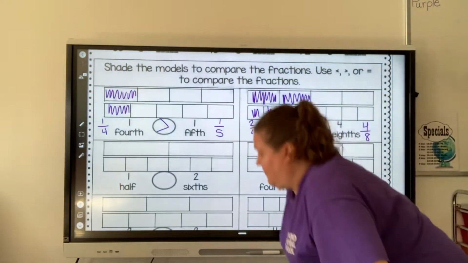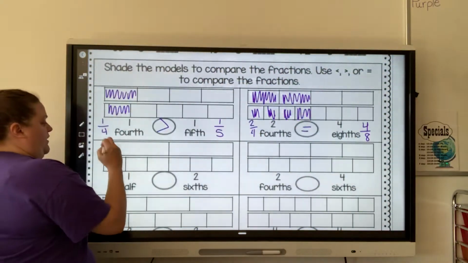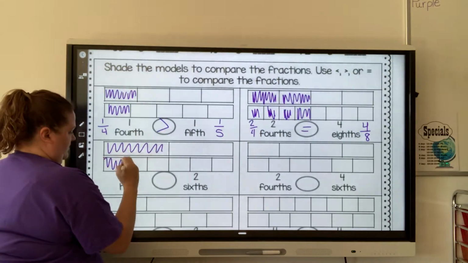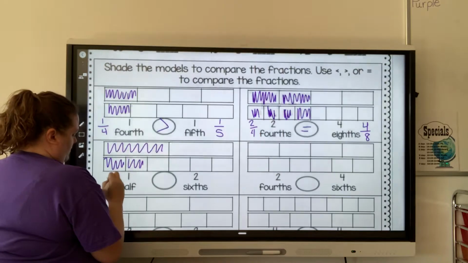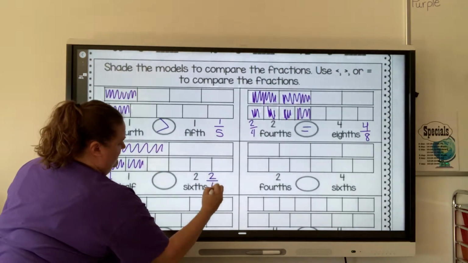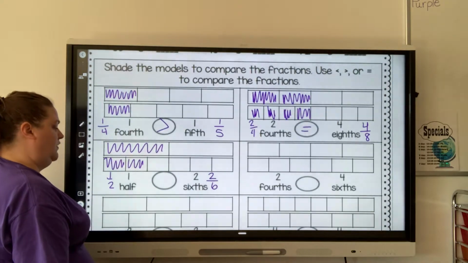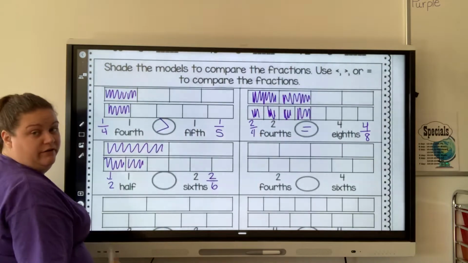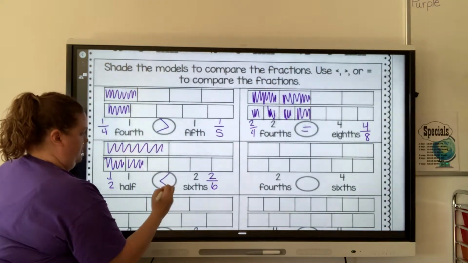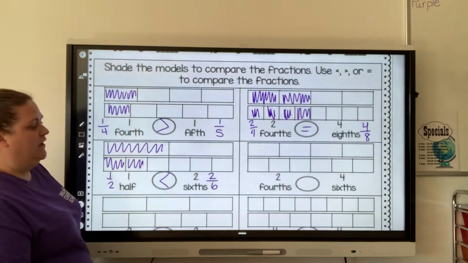I'm going to pop over here. So we're comparing 1/2 to 2/6. I'm going to color in my 1/2. Then I'm going to color in 2/6. 1/2. 2 sixths. So which one's greater? 1/2 is greater than 2/6. Make sure I did that right.